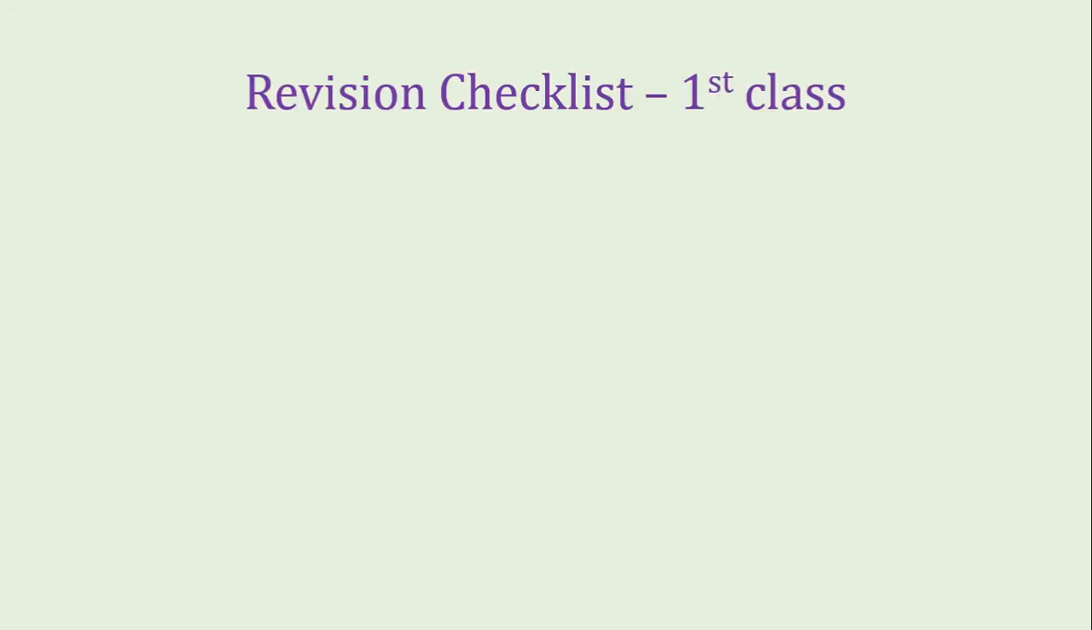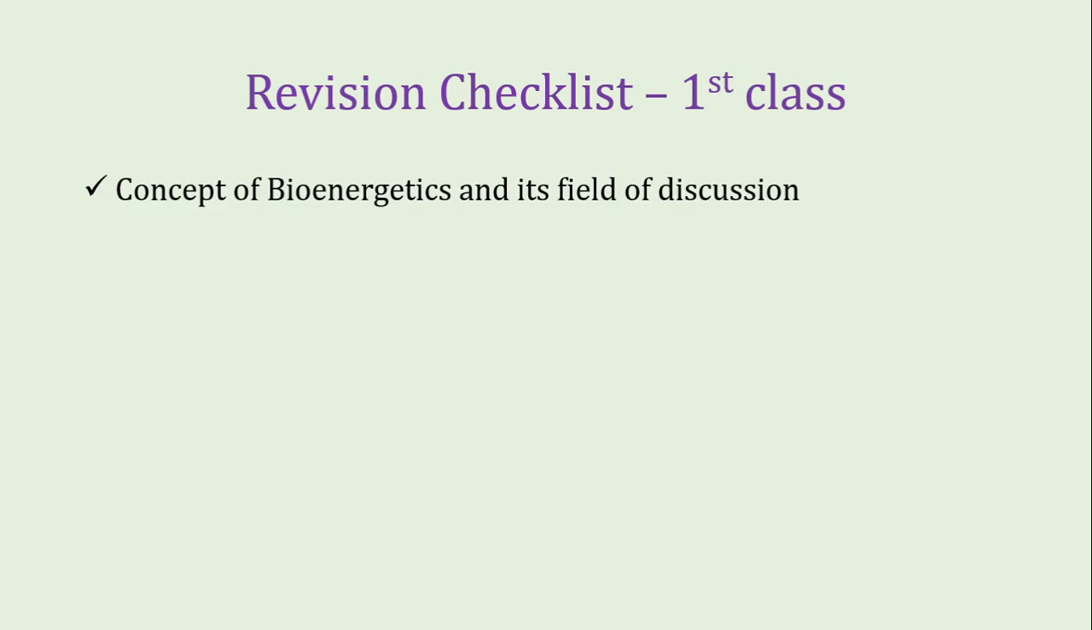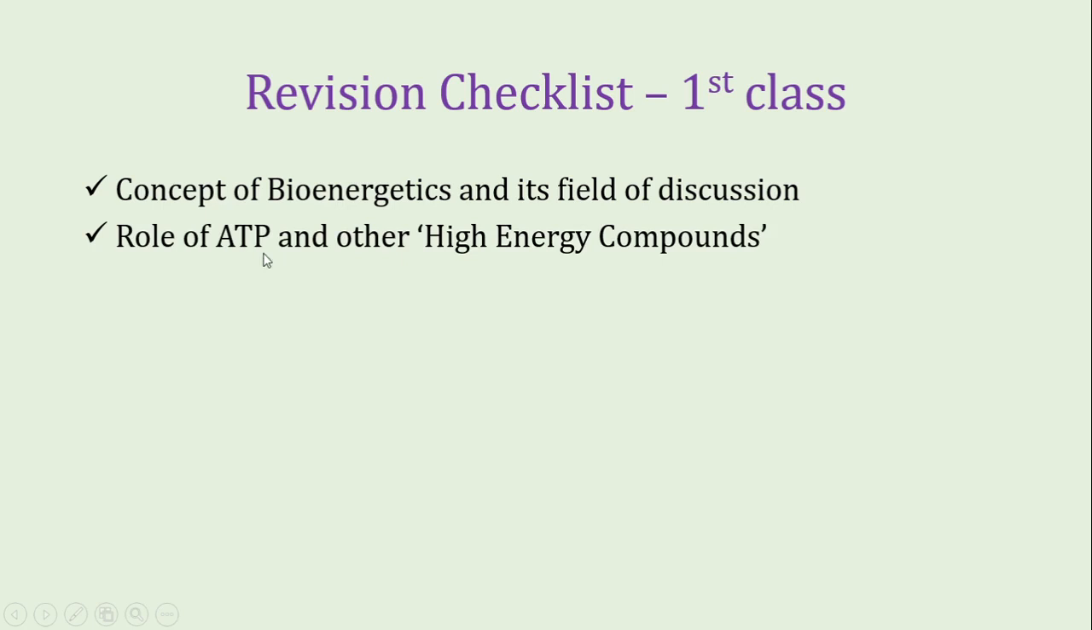So now we will revise today's lesson. What we have learned today: we have learned what is called bioenergetics, the branch of biology that discusses the conversion of energy in living cells, and its field of discussion is limited in this class to photosynthesis and cellular respiration. Role of ATP and other high energy compounds. ATP is the main high energy compound. Along with it, there are several other high energy compounds like FAD, NADH2, etc.